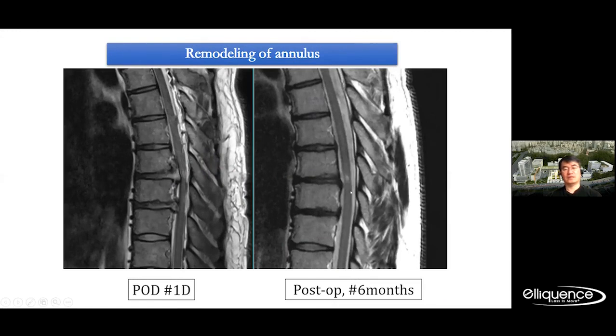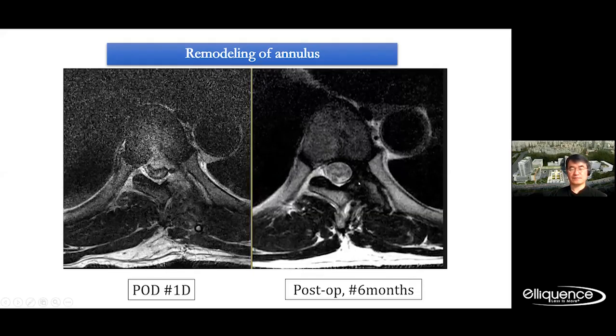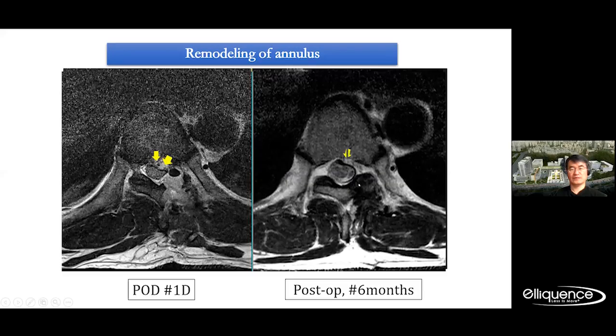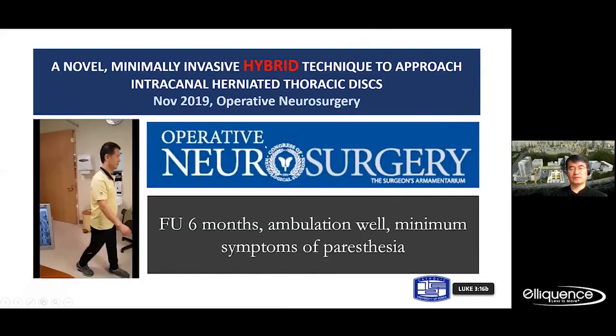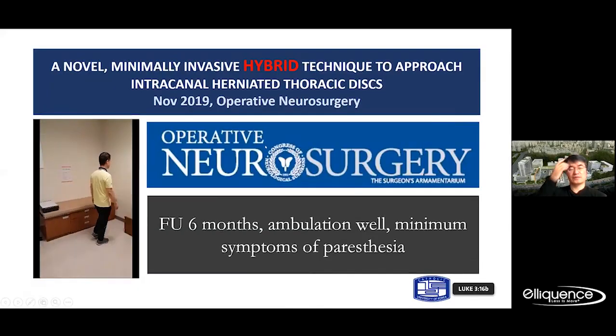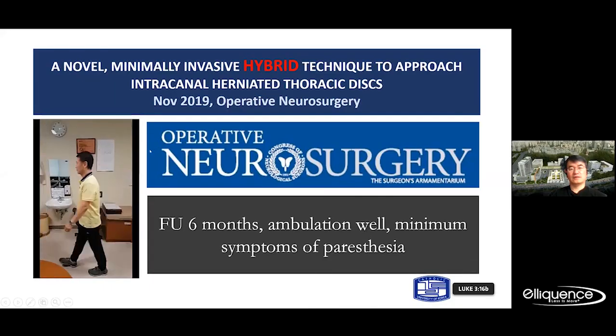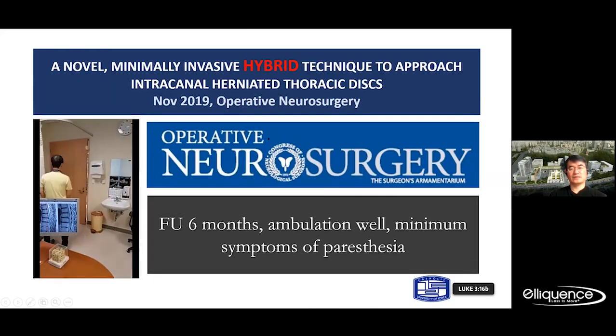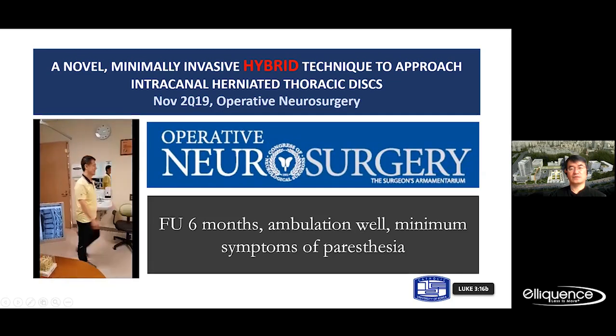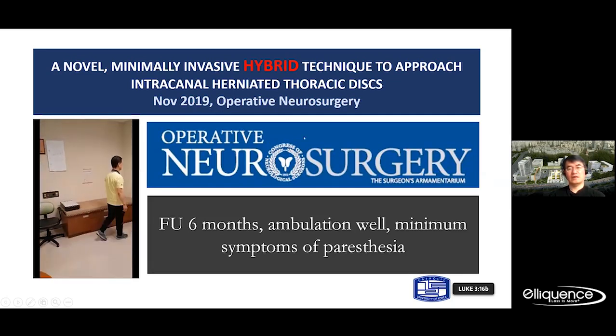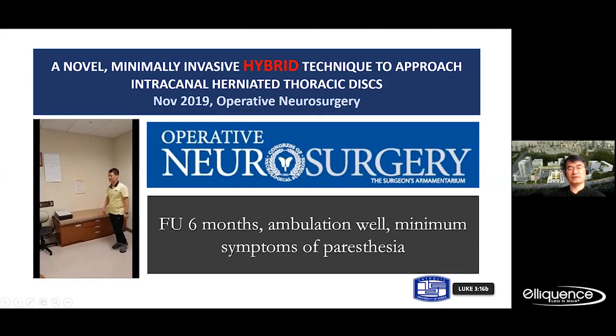Now you can see the very nicely remodeled annulus and the calmed-down thoracic cord right there. And the axial image has also shown the remodeling of the annulus, right? So actually, this bunch of cases was published last year under the title of the minimally invasive hybrid technique to approach intracranial herniated thoracic disc herniation like this.